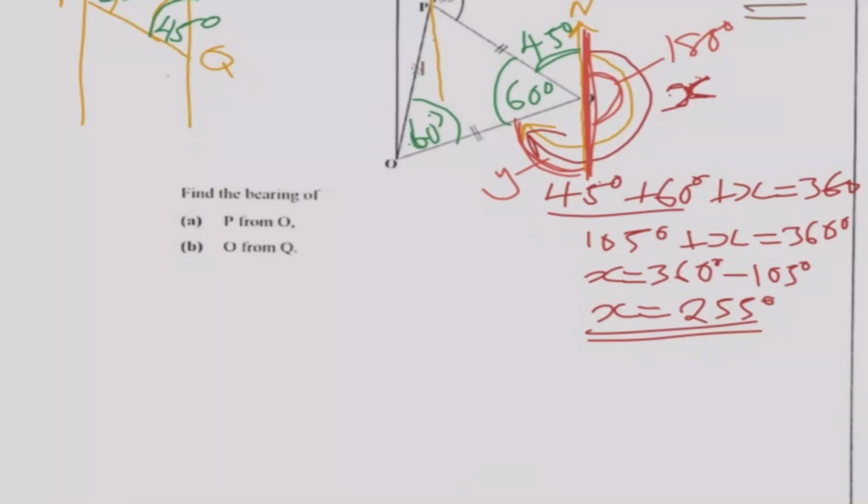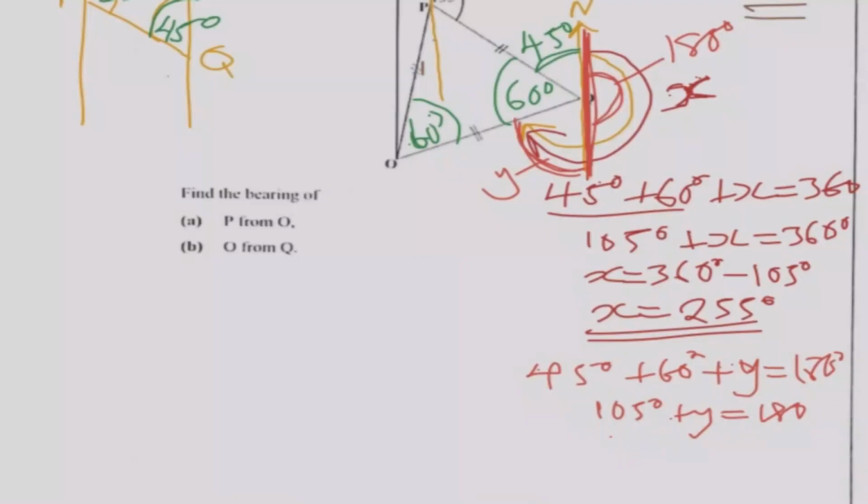Okay, so what we can do is we call it y. So now, to find the value of y, we can say 45 degrees plus 60 degrees plus y is equal to 180 degrees. Okay, so what we do now is we evaluate this: 45 degrees plus 60 will give us 105 degrees plus y is equal to 180 degrees.